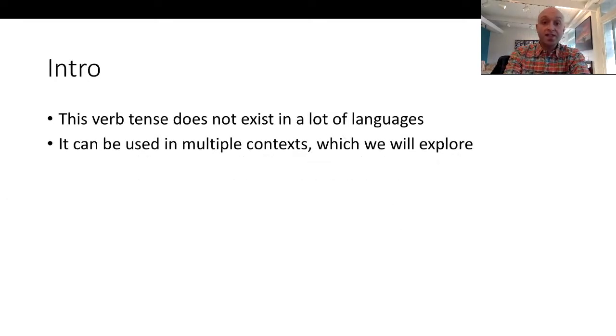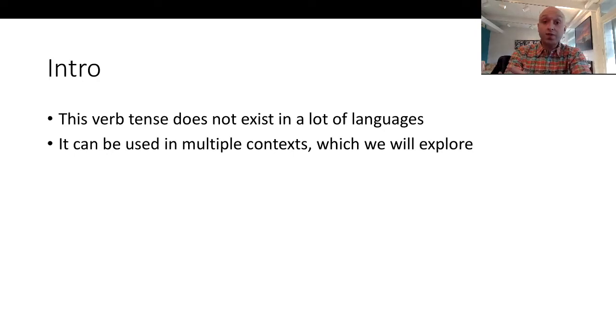One of the things that's unique about the present perfect is that it doesn't exist in a lot of other languages. This is a verb tense, at least in the Latin languages, where there's limited, if any, usage of any verb tense of this sort. So it's one of the most troublesome verb tenses for people studying English to learn because they don't necessarily have a cognitive reference in their native language. That's one of the reasons why it can be troublesome.